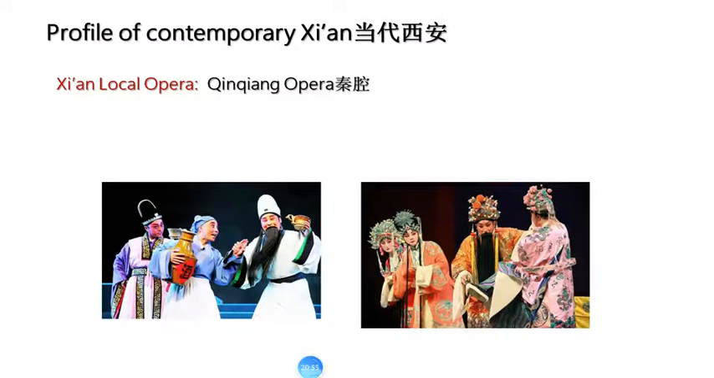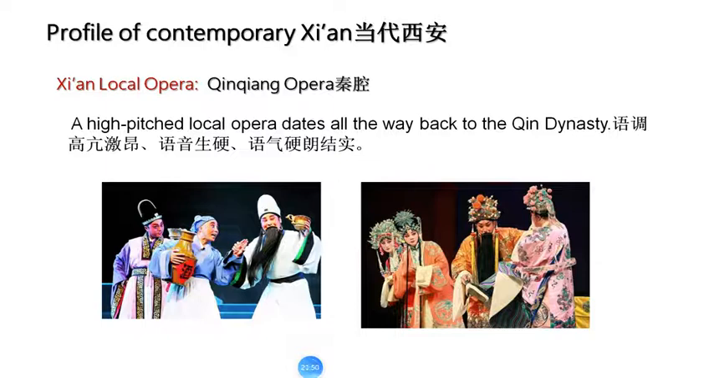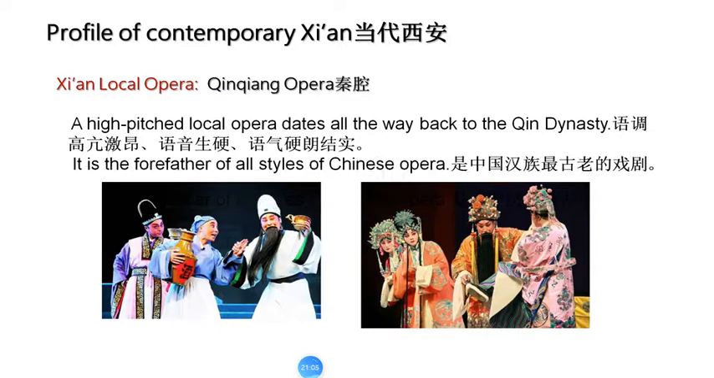Xi'an's local opera is 秦腔 opera. It is a high-pitched local opera that dates all the way back to the Qin Dynasty. It is the forefather of all styles of Chinese opera.